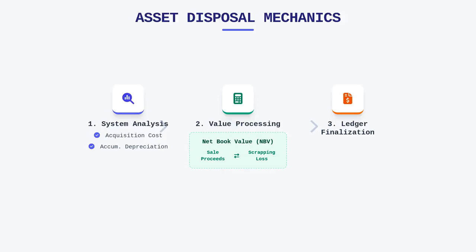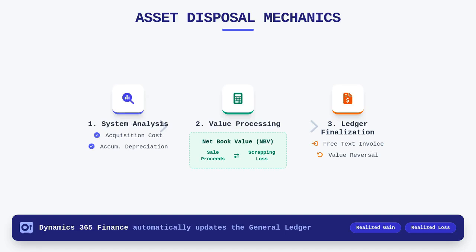For a sale, the process often involves posting a free text invoice, which links the disposal transaction to a customer account and allows for the recognition of revenue or loss on the disposal. The system then automatically reverses the initial asset values, removing the cost from the books while simultaneously recording the realized impact in the general ledger.